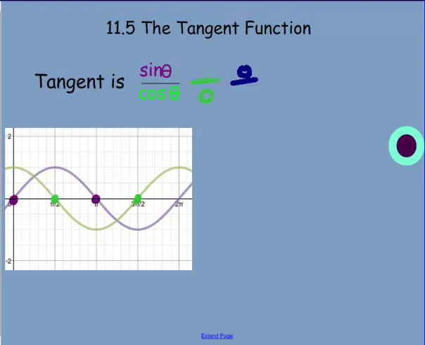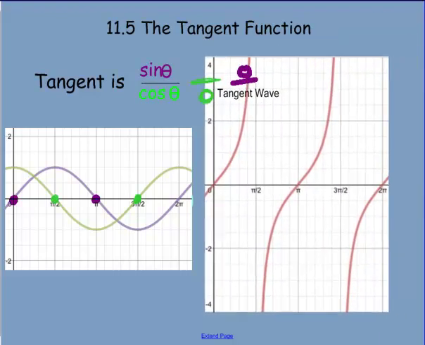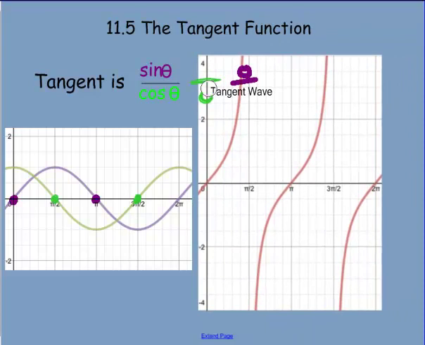So let's pull out the tangent function. And there it is. If we remember from over here, I'm going to have undefined at the green. So at pi over 2 and 3 pi over 2, I am undefined. And notice, look what happens. The tangent wave does not touch the line where x equals pi over 2 or where x equals 3 pi over 2. It's undefined. And we can see that where the sine was 0, the tangent wave is going to go through 0.